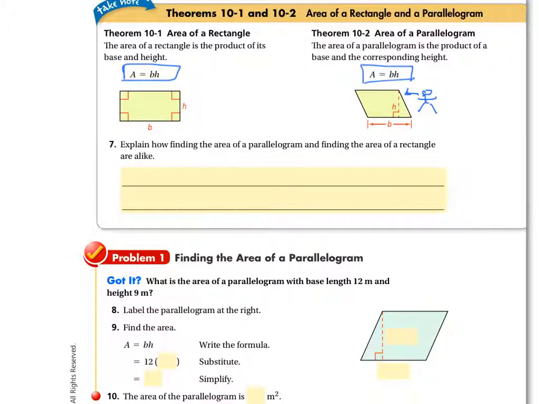So, a parallelogram is just a rectangle.